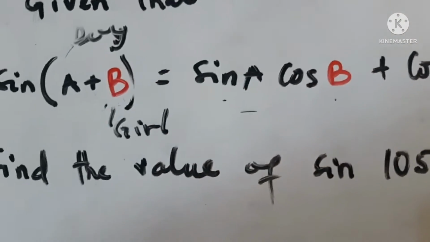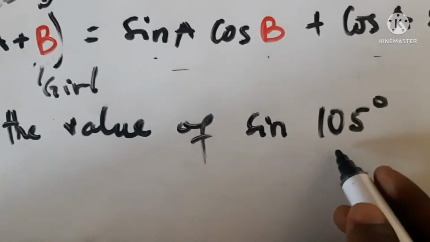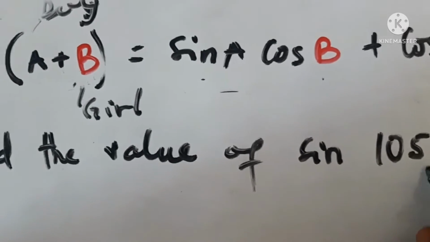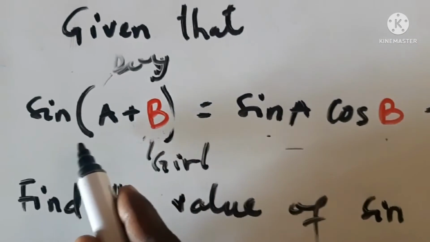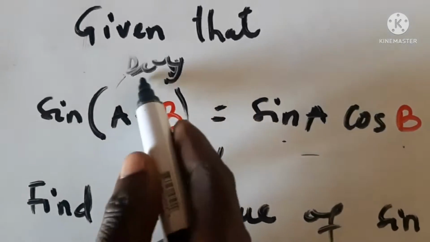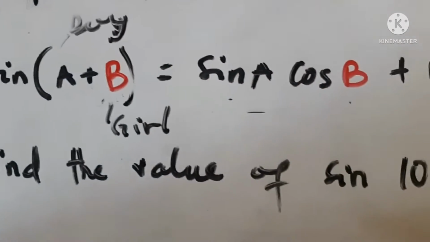Now they say you should find the value of sine of 105 degrees. So you should find the value of this. This is what we are given: the chance that the pregnant woman will give birth to twins, the boy and the girl. So they say you should find the sine.